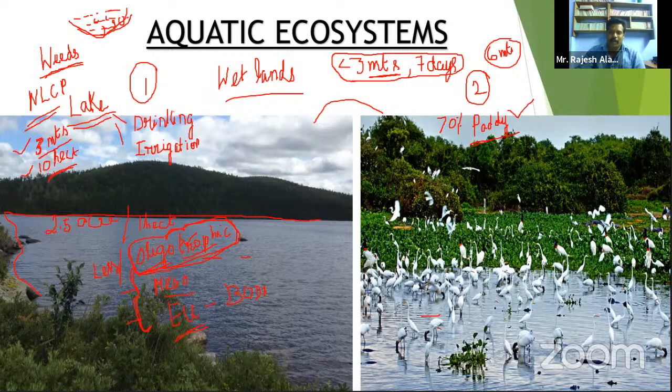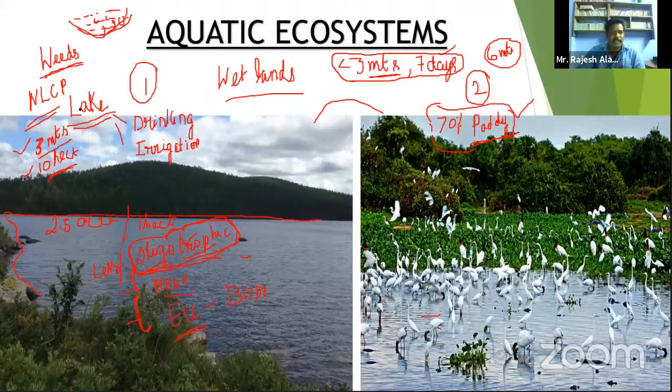Water is stagnant for more than 40 or 45 days in the paddy field. My requirement is at least 7 days. So paddy comes under the highest wetland-covering area in India. So it is clear, sir?